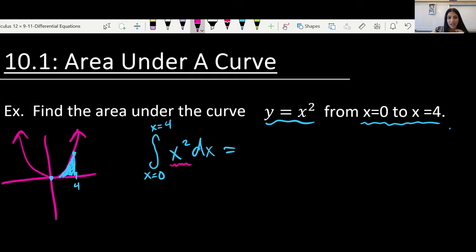To work backwards or find the antiderivative of this, a reminder from last day, we would look at the exponent and we would add 1. So I know it would be x cubed, but I also put the reciprocal of that 3 in front as a coefficient. So it'd be 1/3 x cubed, or another way I could say it is just x cubed over 3. It means the same thing.